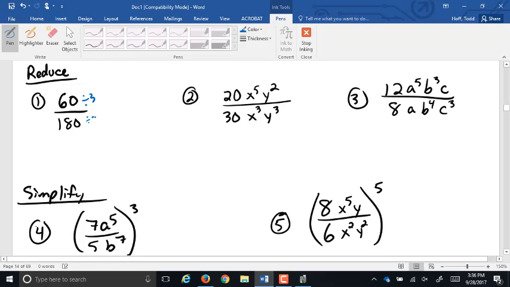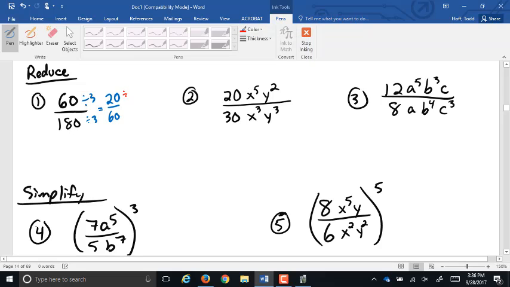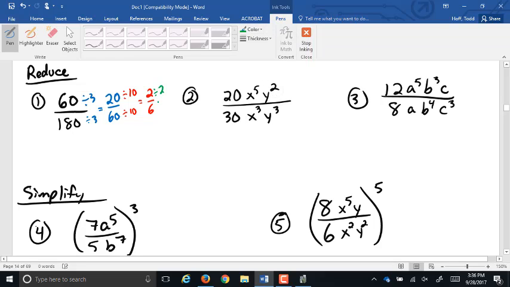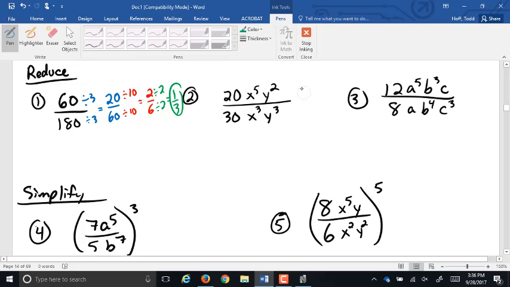3 would work. 60 divided by 3 is 20. 180 divided by 3 is 60. Anything else they can both be divided by? 10, because they have a 0. So that's 2 over 6. And finally, 2. So you get 1/3. You could have divided by 30 right away if you'd seen it, but you don't have to.